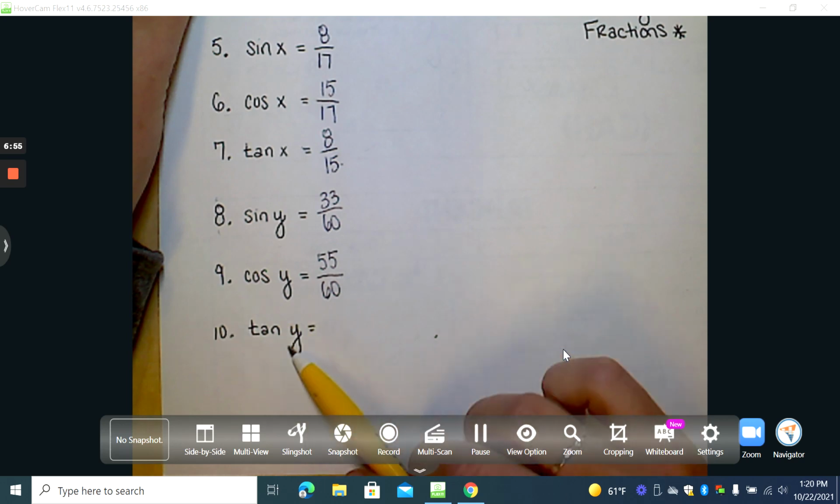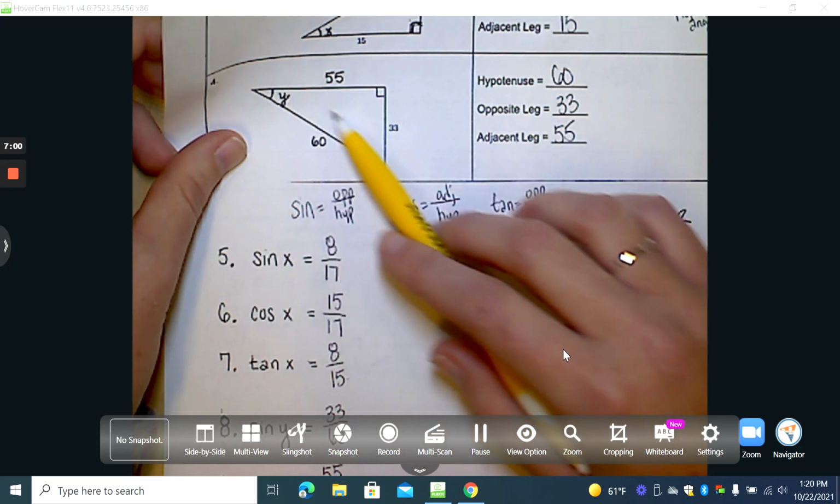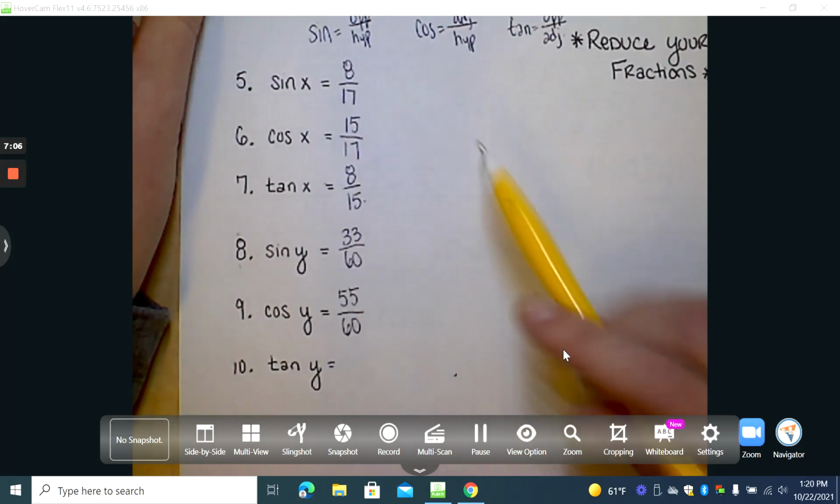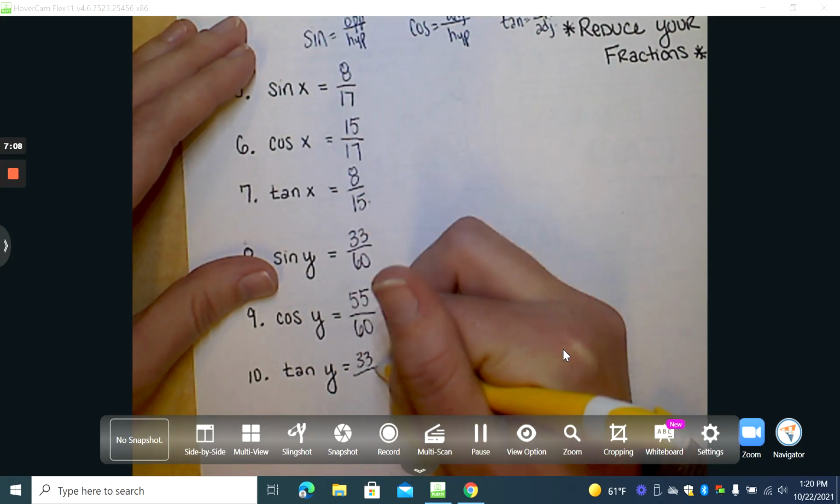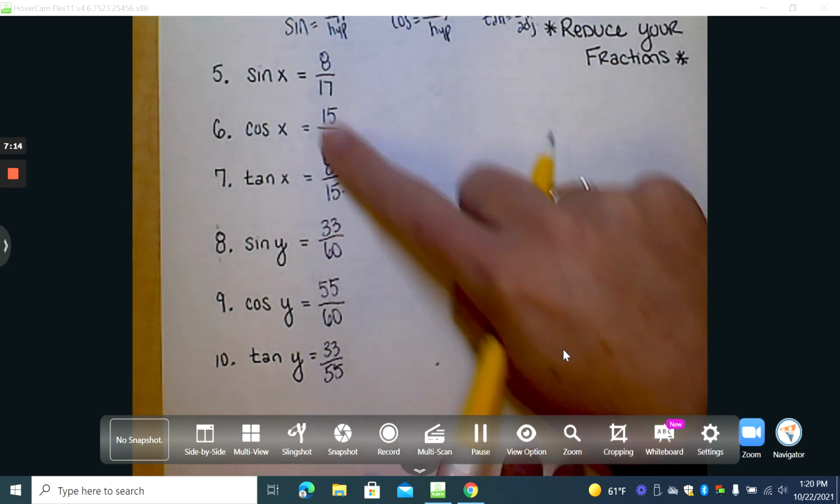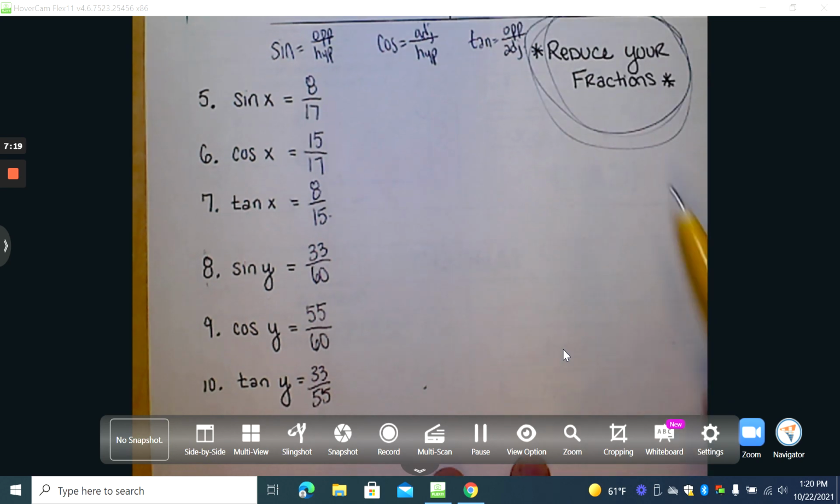And the last problem, tangent of y. Tangent is my opposite over my adjacent. So y, my opposite is 33. My adjacent is 55. And so I have 33 over 55. And those are all of my ratios I need for those trig functions. One special little note is that I want to reduce my fractions. So anytime I see an even number, I want to divide top and bottom by the same number.